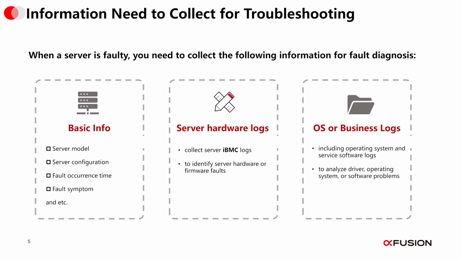If the customer suspects a hardware issue, you should first collect hardware logs, which we call server iBMC logs. The iBMC logs are used to identify server hardware or firmware faults. If the issue is related to the operating system or the iBMC logs are not enough for locating the fault component, for example, network transmission issues, disk input-output error issues, and so on, we need to collect operating system and service software logs to analyze driver, operating system, or software problems.